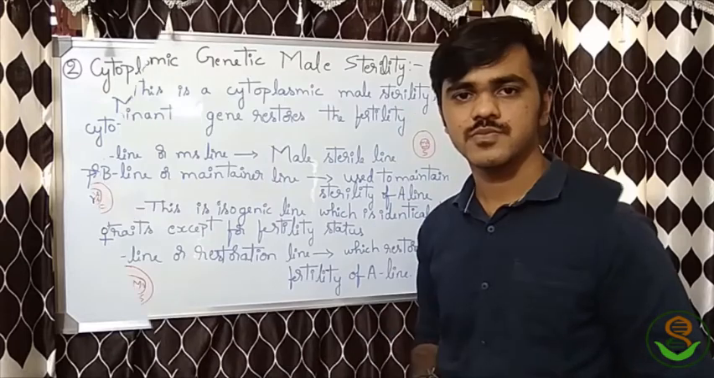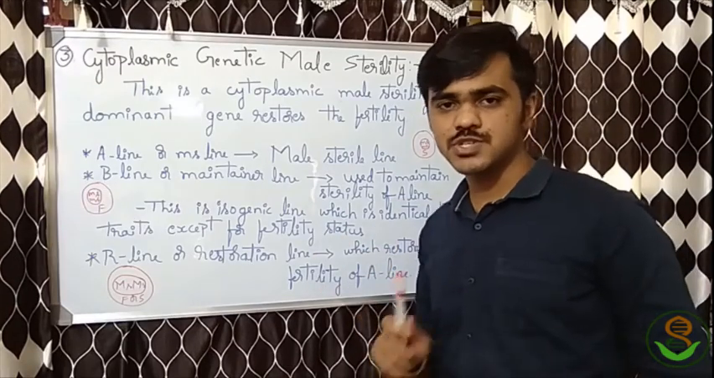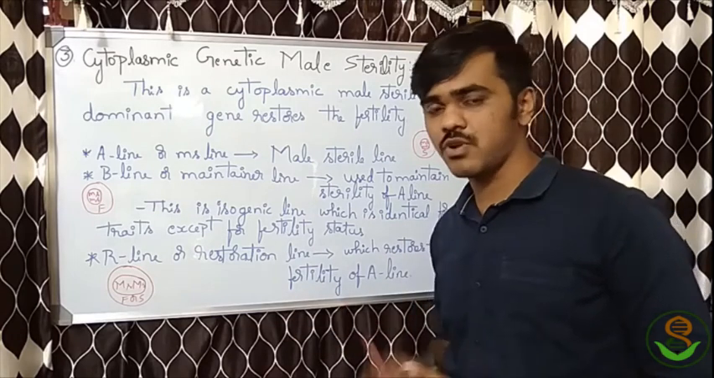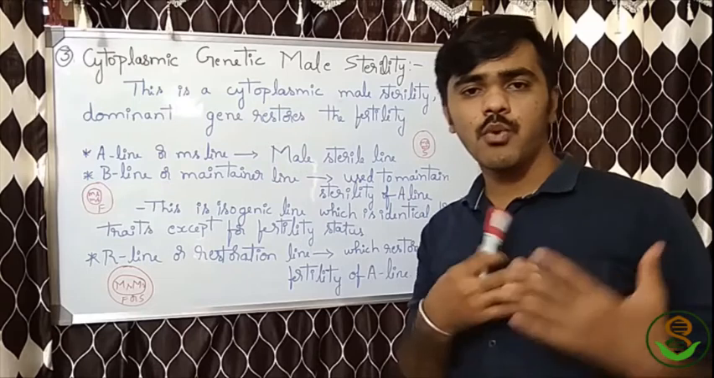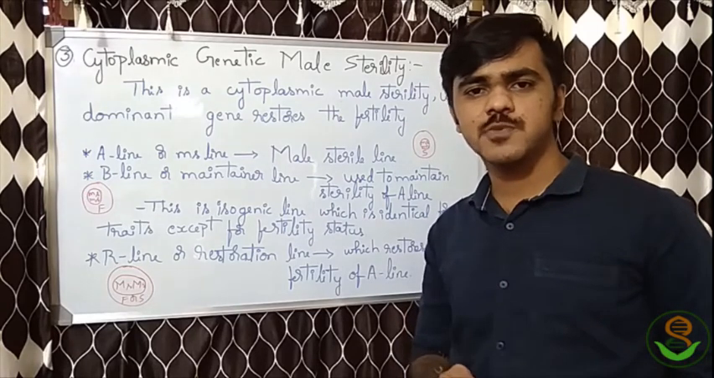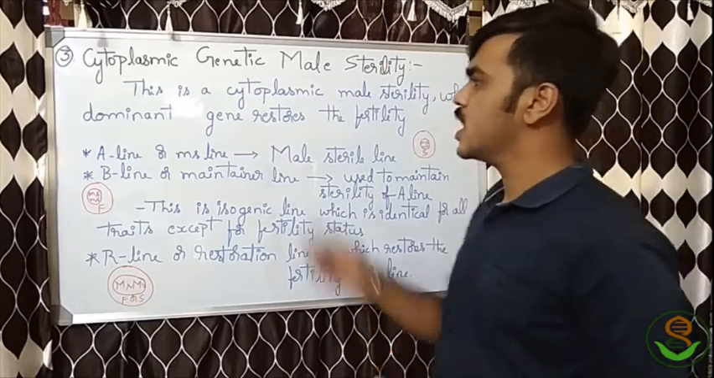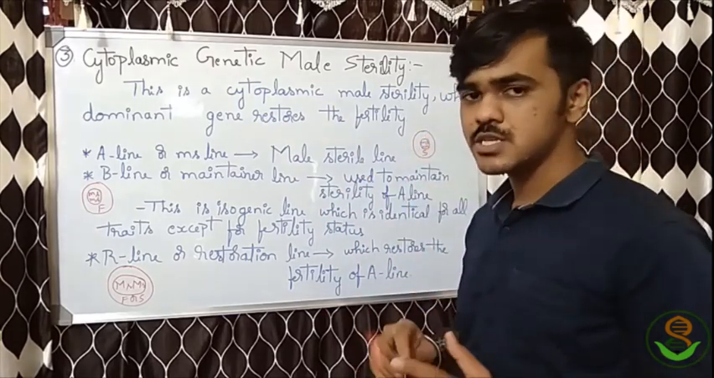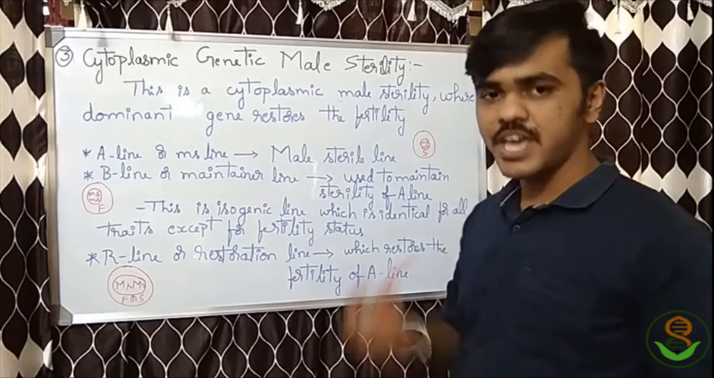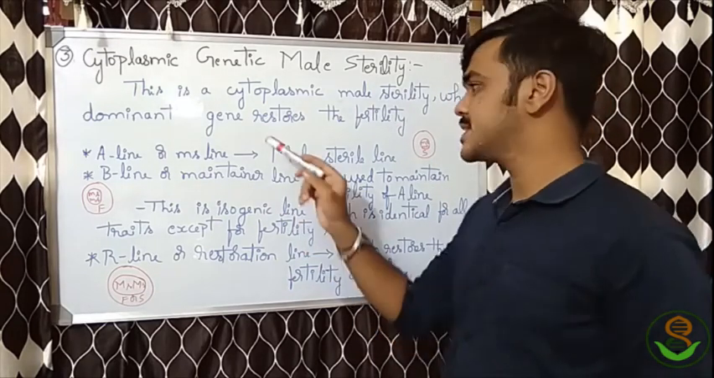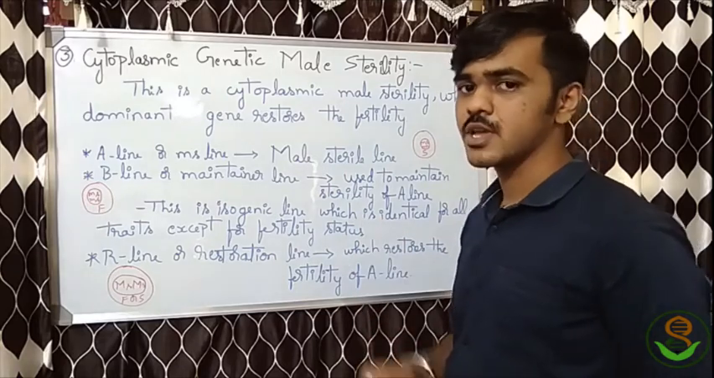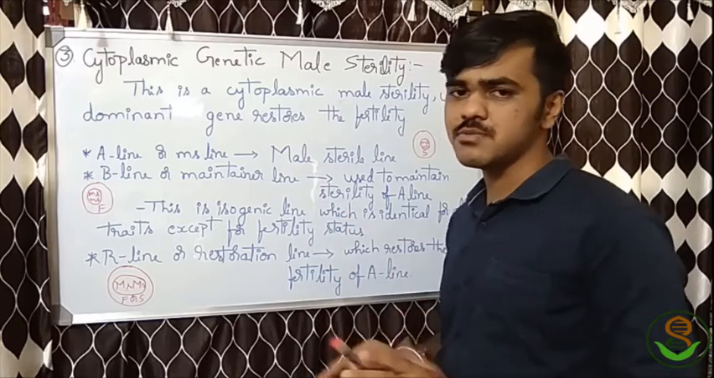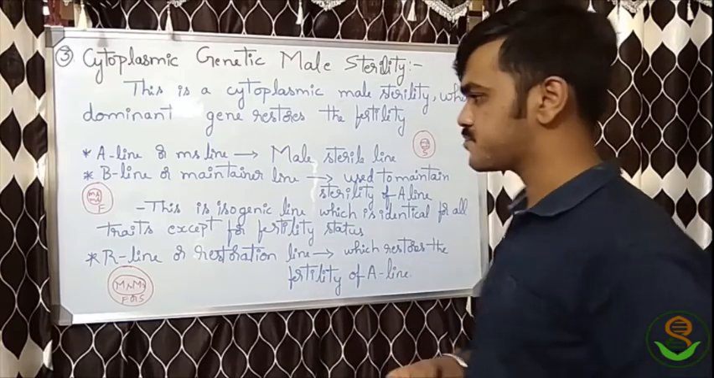hybrids. The next one is cytoplasmic genetic male sterility. Dear friends, here both genetic and cytoplasmic concepts are involved. Let's see how it happens, and most of the hybrid seed productions are done through this. It is a normally cytoplasmic male sterility where a dominant gene restores the fertility. Just understand the definition. I will explain to you. When I explain the complete system, you will get to know what this means.